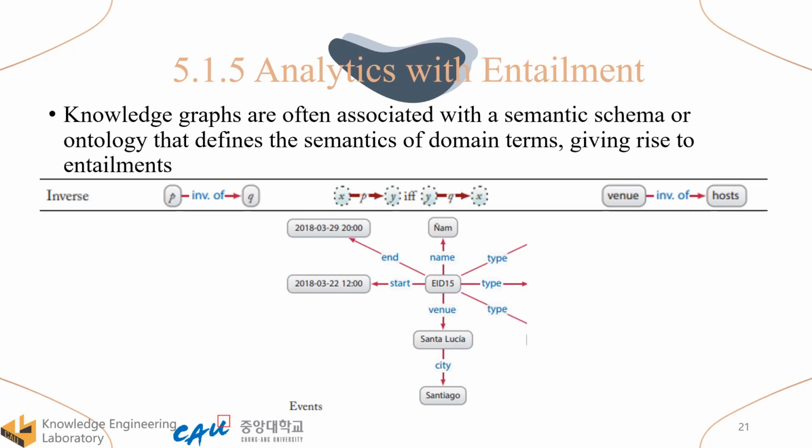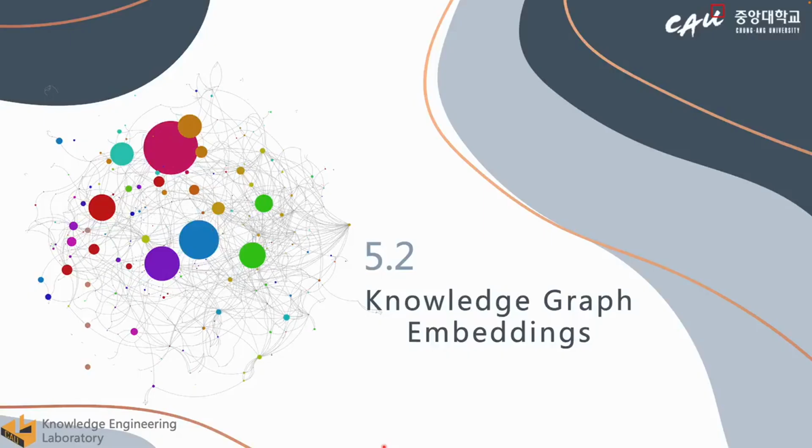To the best of our knowledge, the combination of analytics and entailments has not been well explored, leaving open interesting research questions. Along these lines, it may be of interest to explore semantically invariant analytics that yield the same results over semantically equivalent graphs, that is, graphs that entail one another, thus analyzing the semantic contents of the knowledge graph rather than simply the topological features of the data graph. In this section 5.2, we will introduce some techniques of knowledge graph embeddings.